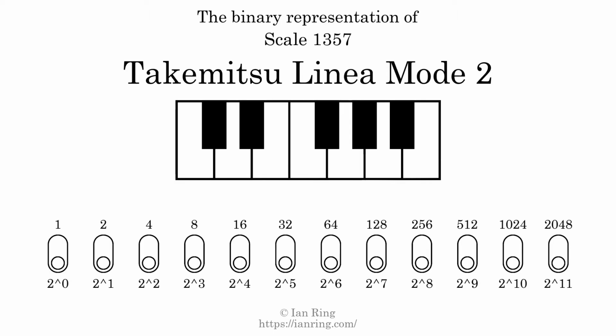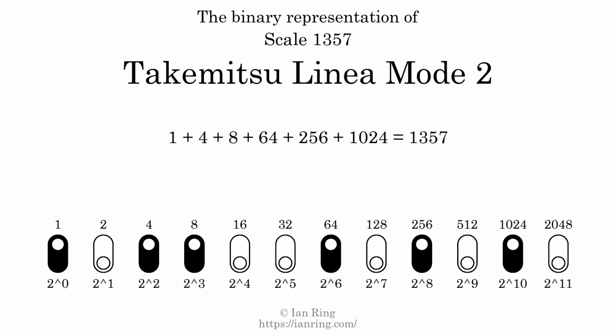The binary representation of this scale is determined by mapping tones of the scale to binary digits. Each binary digit represents a power of 2. To get the scale number, we add the powers of 2 together. The powers of 2 that are present in the scale, all added together, equals 1357. That is why the scale number, in decimal, is 1357.